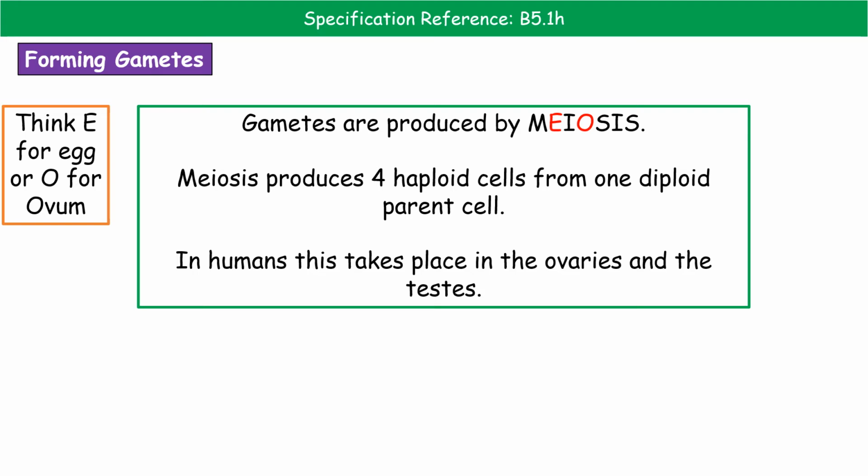What we make as the end result of meiosis are 4 haploid cells. So that means we're going to get 4 cells with 1 set of chromosomes each. Now, in the case of humans, this will take place in the ovaries and the testes because that's where we make the sperm and the egg cells, which are the gametes, the sex cells.